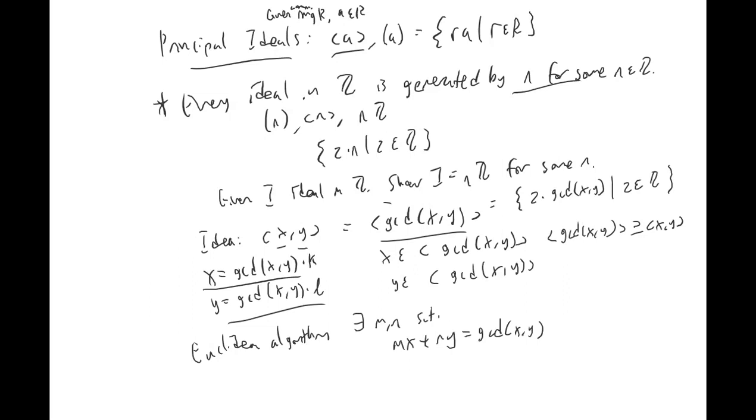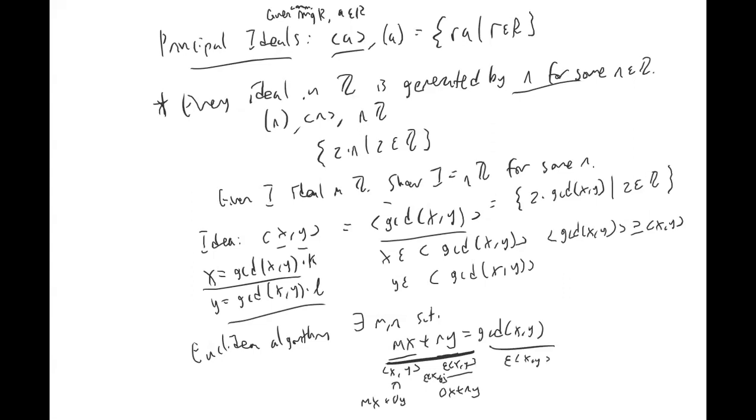Because this thing is in (x, y), right? I mean, the element mx you could write as mx plus 0y. And then this thing is 0x plus ny, right? So it's certainly in the ideal generated by x and y, but the ideal is a subgroup, so that means this whole thing is in (x, y), but the whole thing is equal to this, so this is in (x, y).